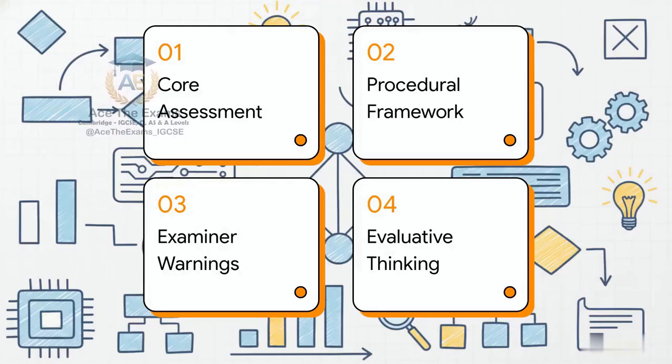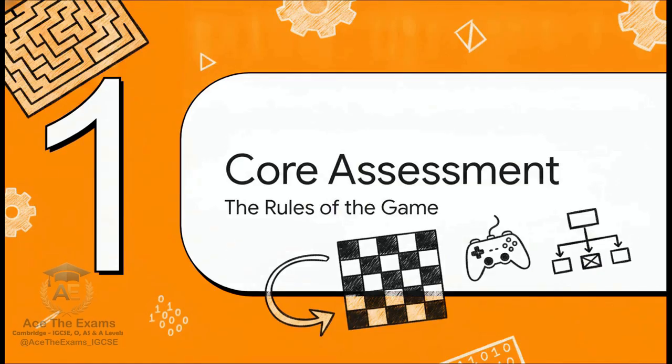To secure those top marks, we're going to use this roadmap to deconstruct the exact method mark strategy examiners use to grade your papers. We'll cover the core assessment principles, move into the procedural framework, look at principal examiner warnings, and finish up with the evaluative thinking strategy. Starting with Section 1, Core Assessment Principles. Basically, the rules of the game.